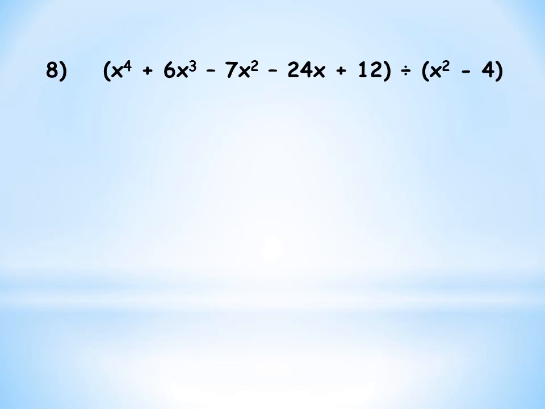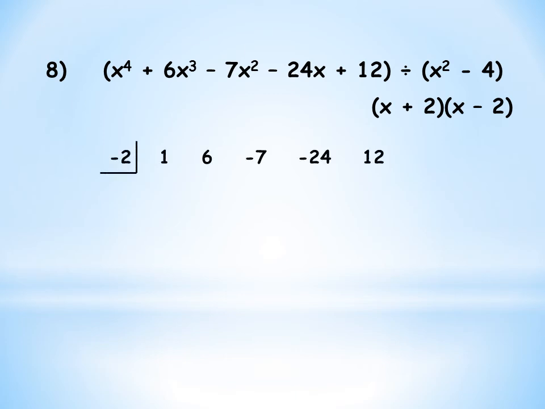So once again, this is not a simple binomial, so I have to think of a way to trick it so that I can actually divide by a simple binomial. Well, if you notice, this is really the difference of perfect squares. So I can say, well, this is x plus 2 and x minus 2. So I can actually just carry out my synthetic division twice. Put down all my coefficients. I'm going to start by dividing by negative 2, but you could have just as easily started by 2. It's not going to make any difference.